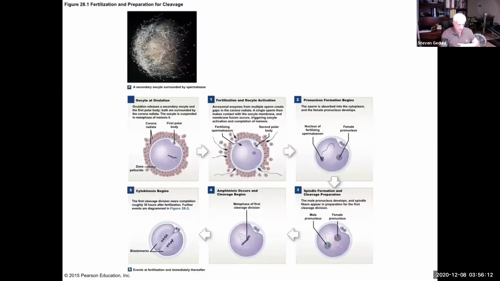This is the same thing we just did, how it happens. The pronucleus forms and the cytokinesis forms. It's just a summary of exactly the events that occurred as we talked about.